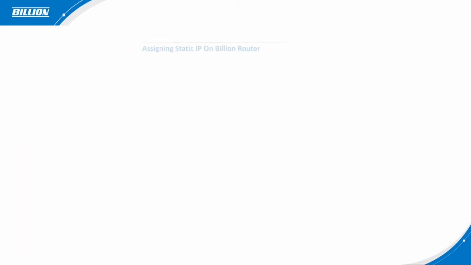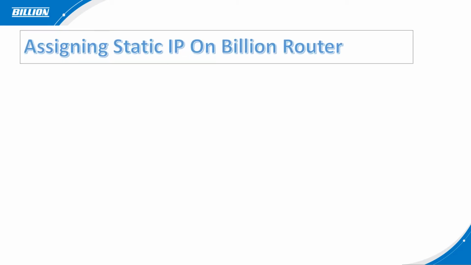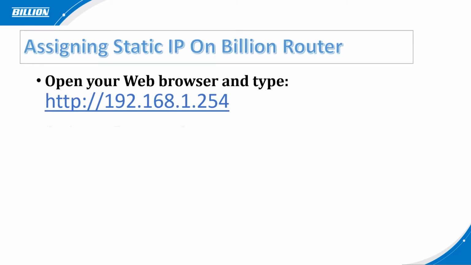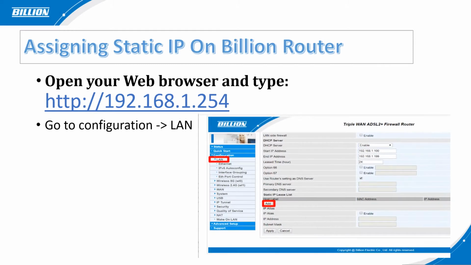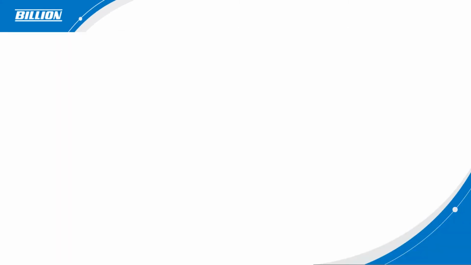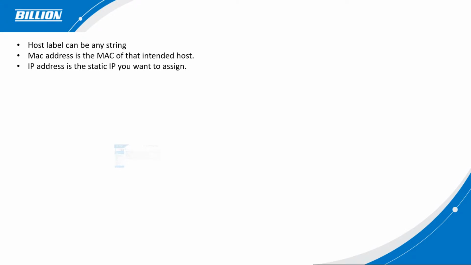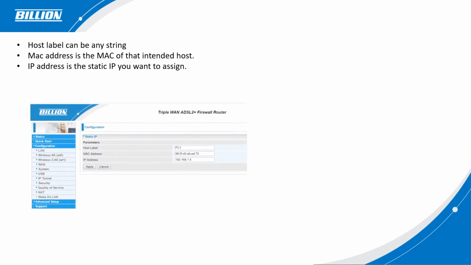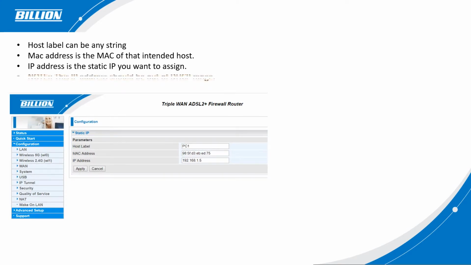To assign a static IP on the router, please log in to the router's configuration page. Click Configurations tab, LAN and find Static IP lease list, then press Add button. On the next tab, set host name, MAC address and IP address. Host label can be set as any string. MAC address is the host's MAC address. Key in the IP address you want to assign for this particular MAC address. Please make sure this IP address is out of the DHCP range.